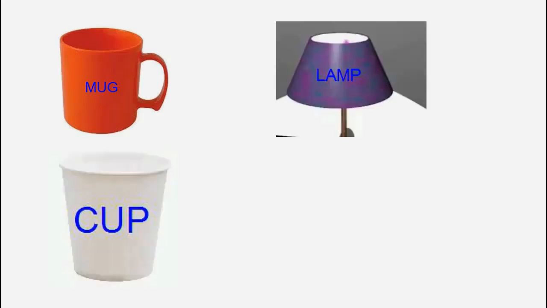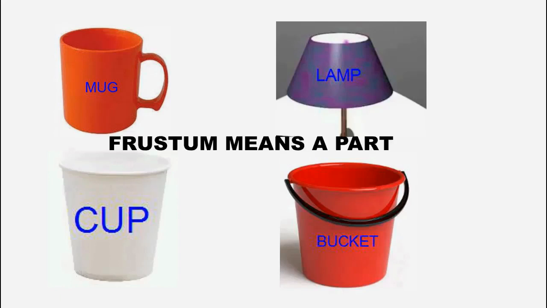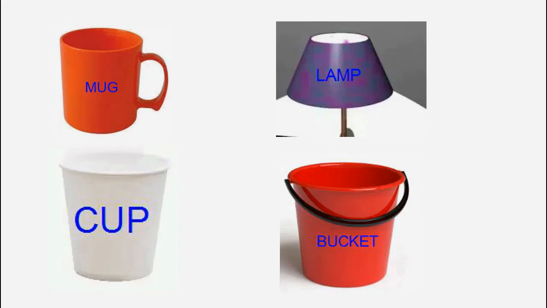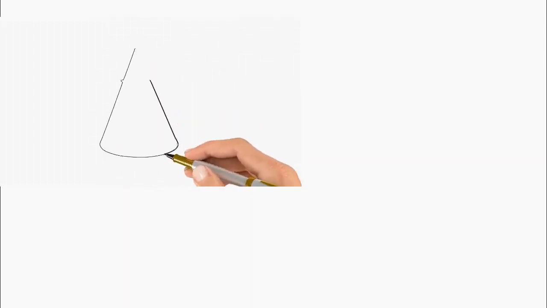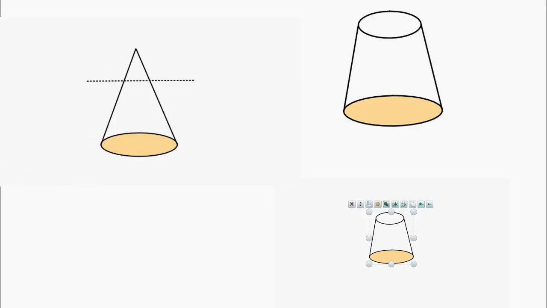When we see these figures, we know that these figures are neither a cone nor a cylinder. These kinds of figures are called a frustum, and frustum means a part. Here the part taken out is from a cone, so this will be called a frustum of a cone. If we cut the upper portion of the cone and take the lower portion, then we get this structure, which is what we call a frustum of a cone.